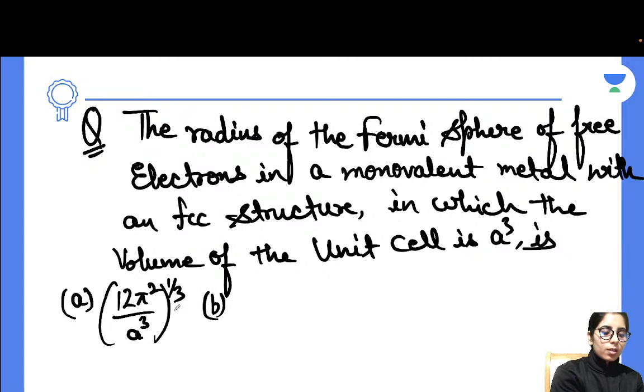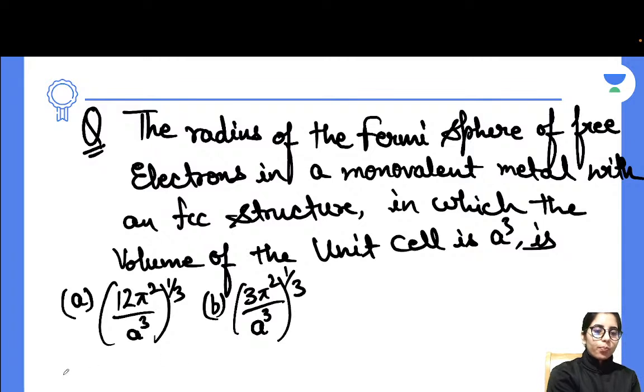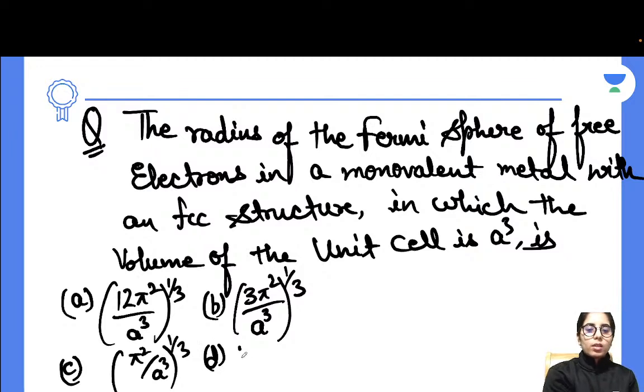Option B is 3 pi square upon A cube to the power 1 by 3. Option C is pi square upon A cube to the power 1 by 3. And option D is 1 upon A. Check it out. What do you think will be the right answer and how will you be proceeding further?